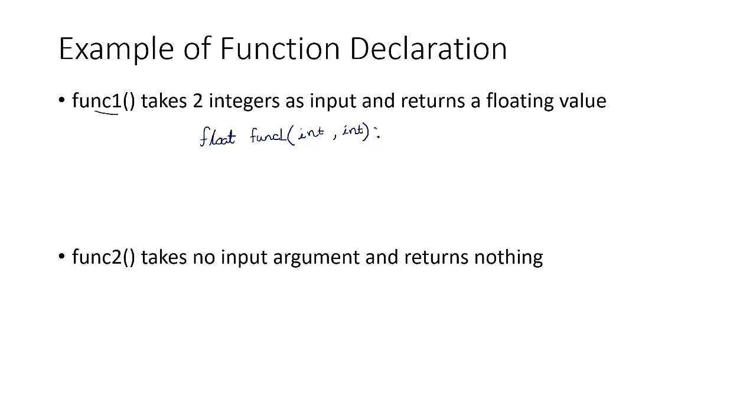The other thing we can do is to declare the return type as float. Then the name of the function is func1. Then we will specify the input argument data types. We can give the name of the variable, close the parenthesis, and put a semicolon to end the statement.